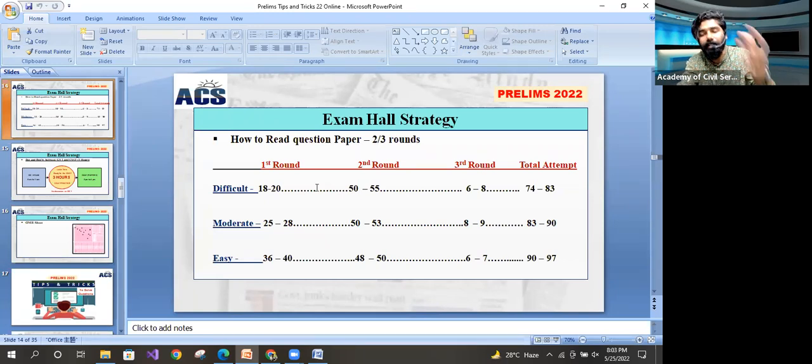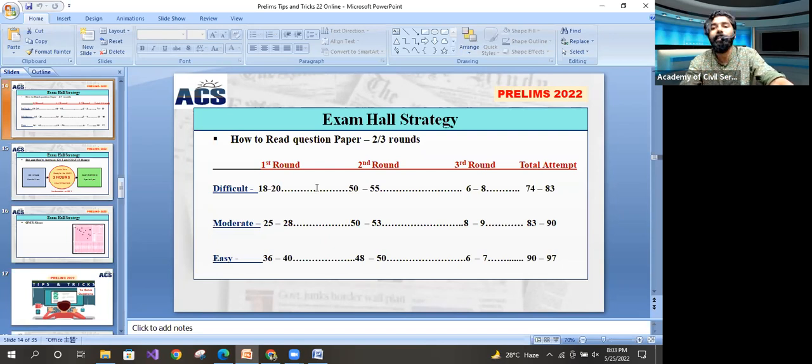In the third round, the last time, if you have enough time, even if 10 minutes or 50 minutes remain, you will be doing the third round of 89 questions. If it is a moderate exam, you will be attempting the maximum number of questions, from 83 to 90. If it is a very easy paper, that has never happened in the UPSC exam; in most cases it is either moderate or difficult in today's recent trend.